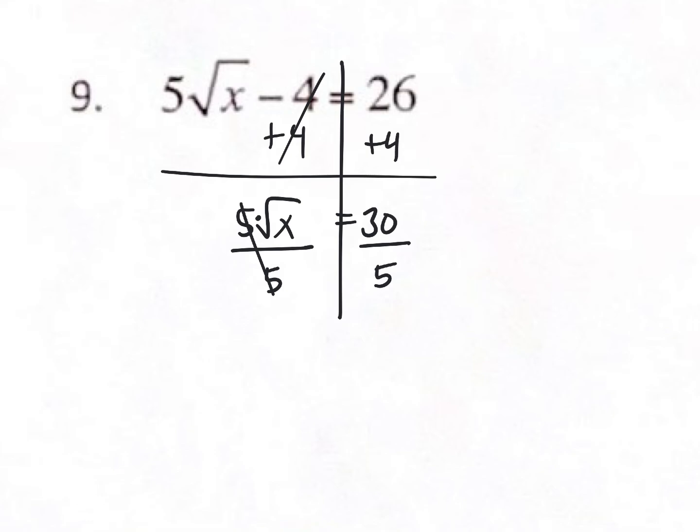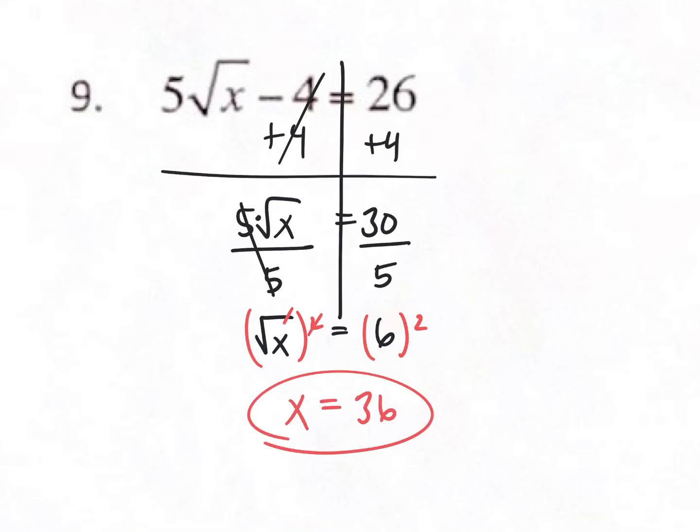Once I've divided, I'm left with the square root of x equals 6. And now that the square root is by itself, now and only now can I square both sides. And now the square and the square root cancel out, and I'm left with x equals 36.